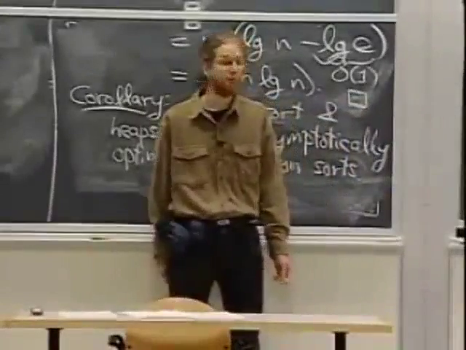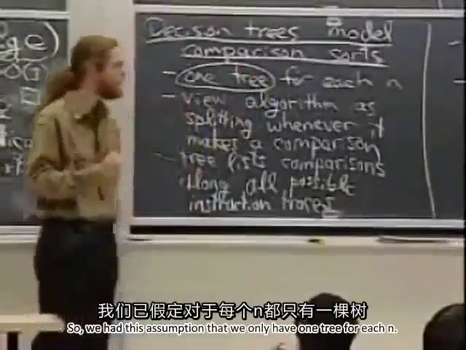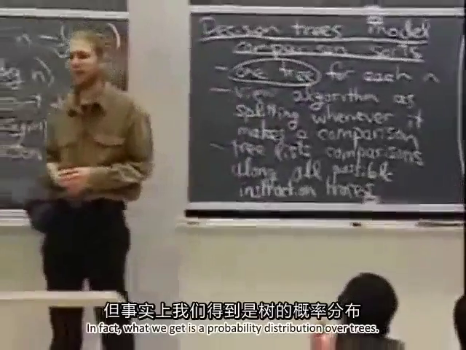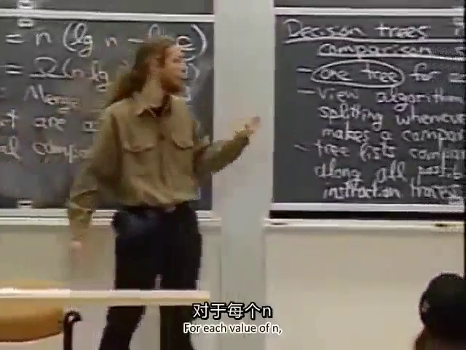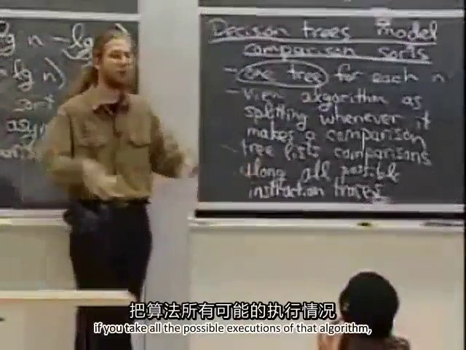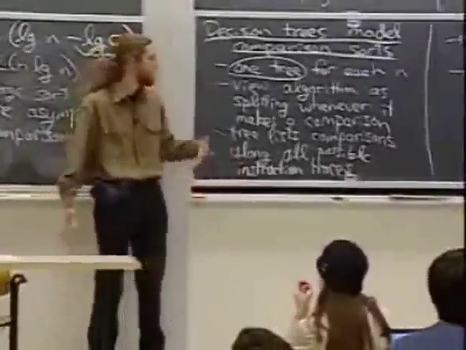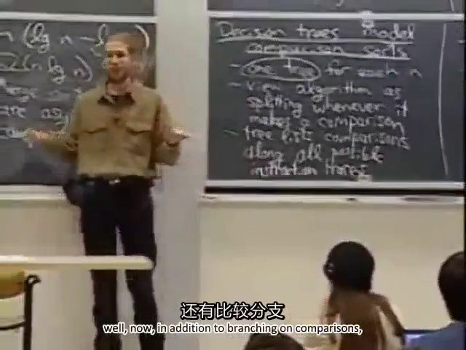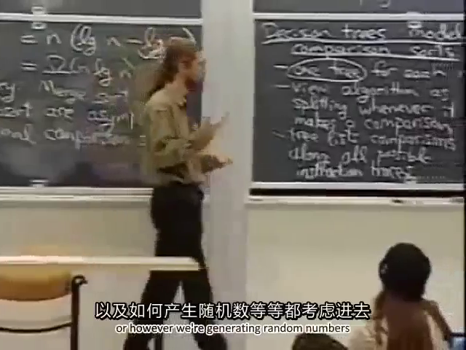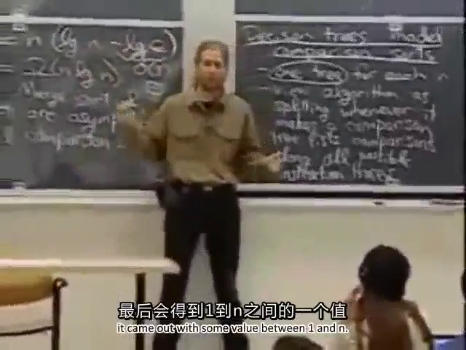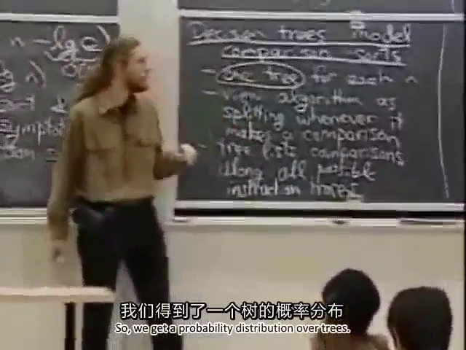More than one tree. There's more than one tree, exactly. So we had this assumption that we only have one tree for each n. In fact, what we get is a probability distribution over trees. For each value of n, if you take all the possible executions of that algorithm, all the instruction traces, well now, in addition to branching on comparisons, we also branch on whether a coin flip came out heads or tails, or however we're generating random numbers, came out with some value between 1 and n. So we get a probability distribution over trees.